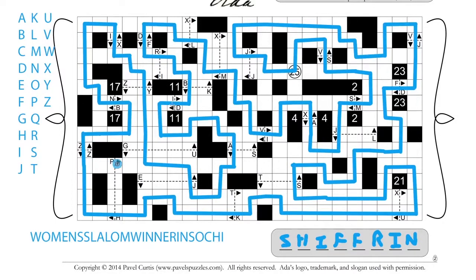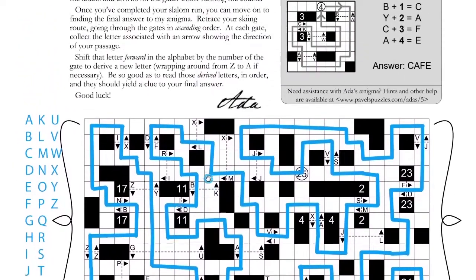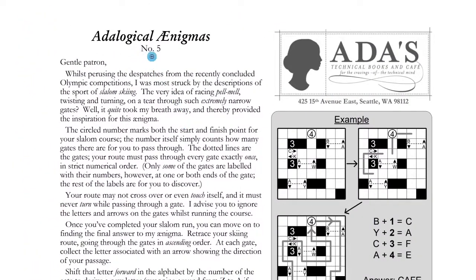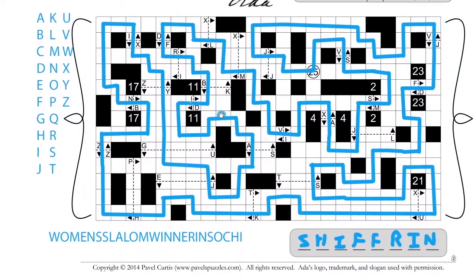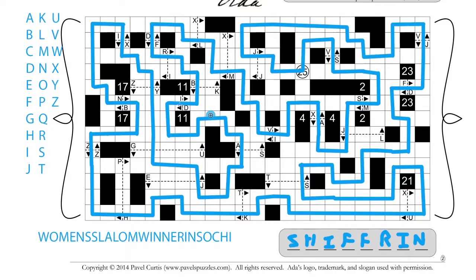Okay, so if you're watching these in the order that I'm uploading them, then you'll see I'm returning back to the fifth Adalogical Enigma. However, I'm going to upload this as part of, I'm going to name it at least, like, I don't know how many parts this took me, but if it took me n parts to do this puzzle, this is going to be part n plus one. And it's just going to be part of that series of videos, even though I'm doing it way later.